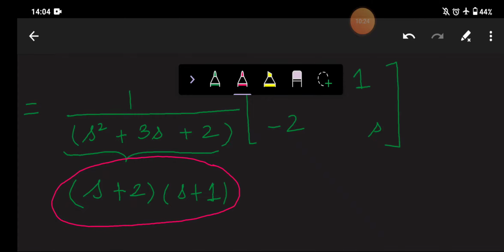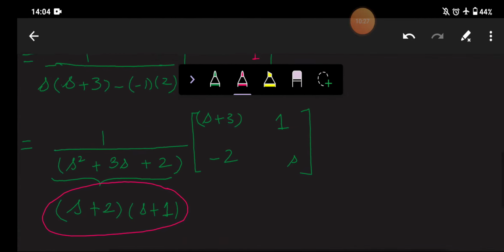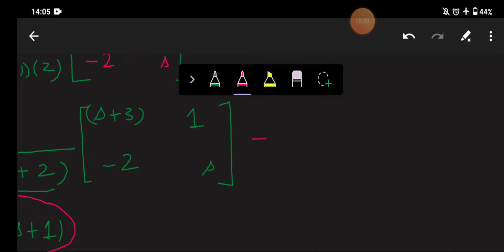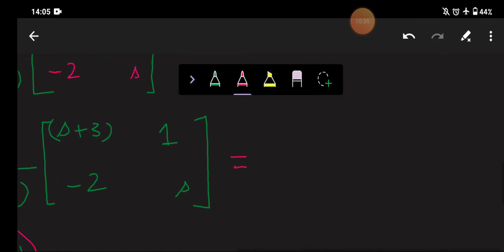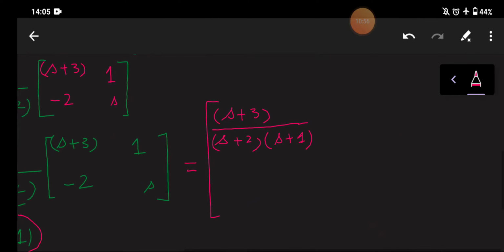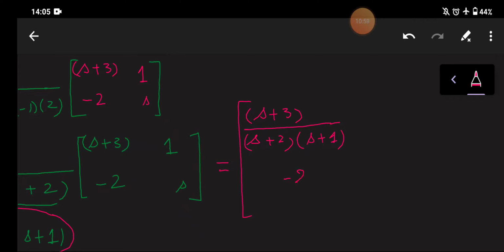Okay, so I'm replacing it and multiplying inside the matrix. So our first term will look like s plus 3 divided by s plus 2, s plus 1. Okay, here we have minus 2 divided by s plus 2, s plus 1.